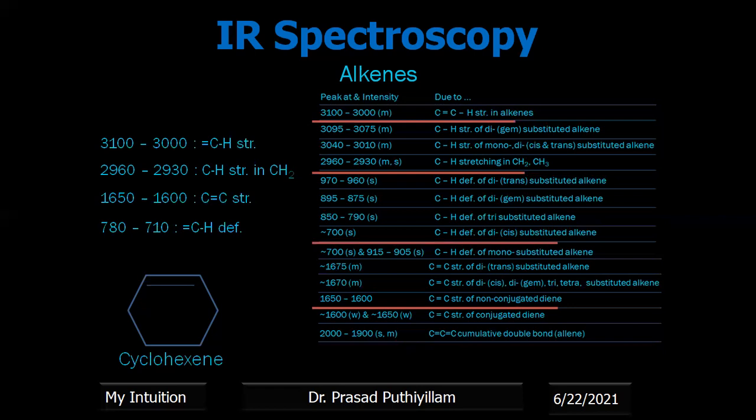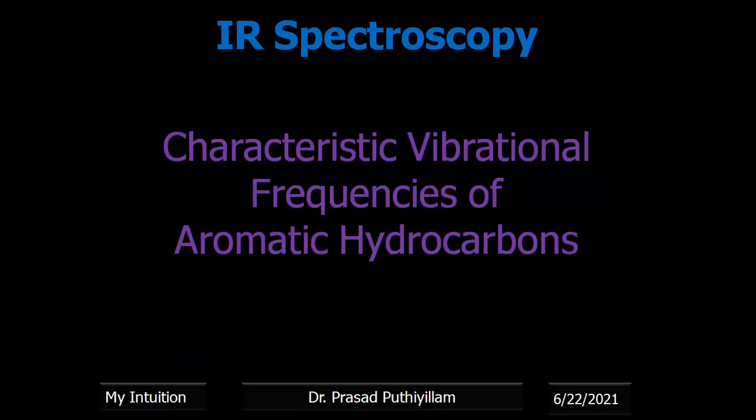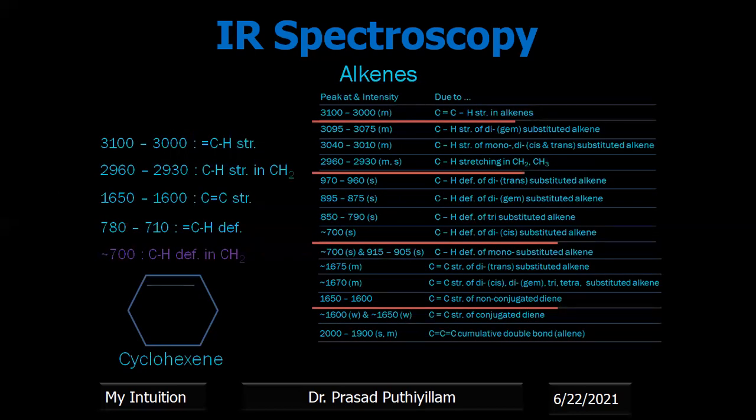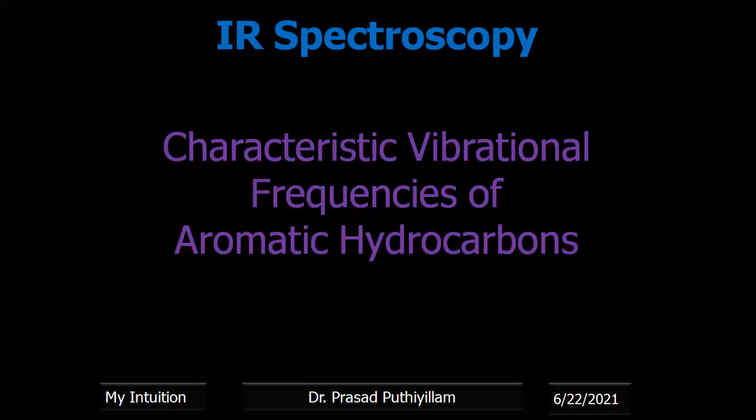That is CH deformation of a disubstituted alkene, and it is a cis type because both the alkyl groups are on the same side, and hydrogens are on the same side of the double bond. So this is also expected, and approximately around 700 for CH deformation is also expected.